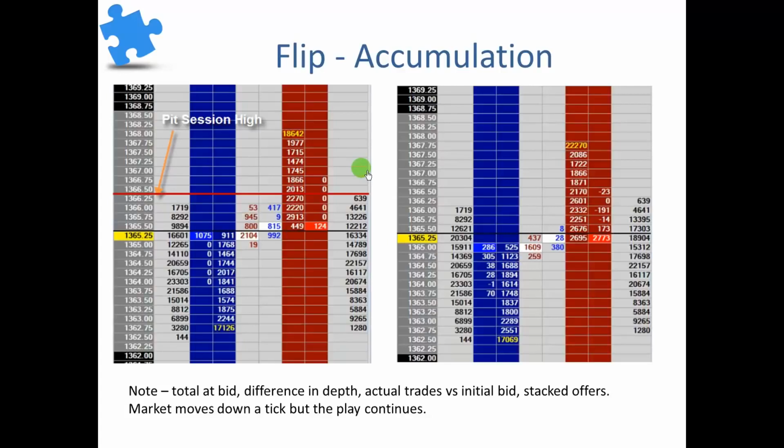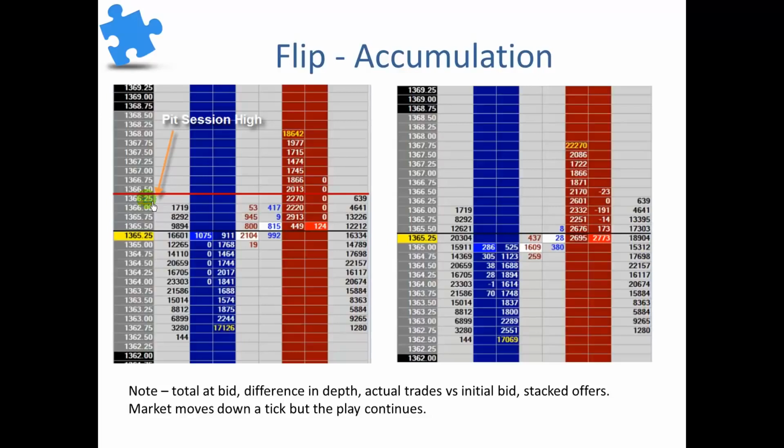Now, in the example we're going to show you, we've got a flip close to the pit session high. So we're going to look over in this picture on the left. My prices here in this picture are for the whole Globex plus pit session. This was a pit session high, 6625. And as you get to the pit session high, it's an area where people are going to fade the market. Now, the first part of a flip is accumulation. Again, I said gameplay is the art of getting somebody to sell so you can buy, or getting somebody to buy so you can sell.